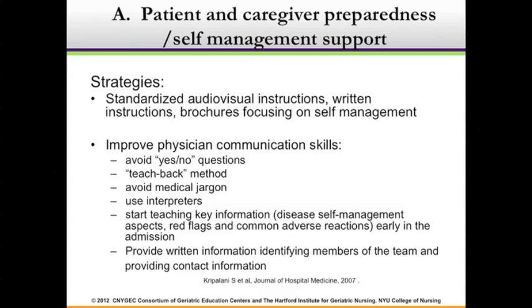Use the teach-back method: can the patient repeat what we've said to them? Avoid medical jargon. Make it simple for the patients to understand, using interpreters when appropriate. And start teaching key information early on at the admission, making sure that throughout the treatment process, the patient understands their treatment plan, and providing written information identifying the members of the team and our contact information. The MACE team, we give out a brochure to all of our patients that has pictures identifying each one of us, our roles, and our phone numbers.